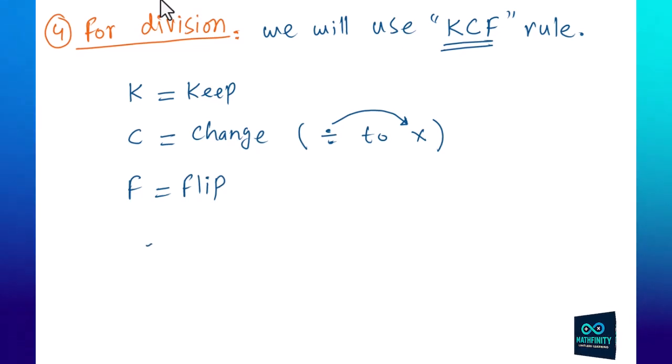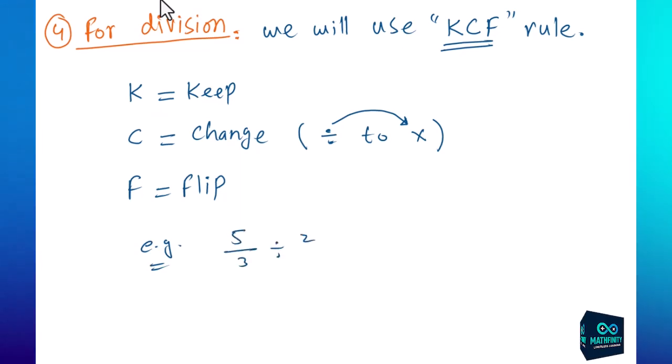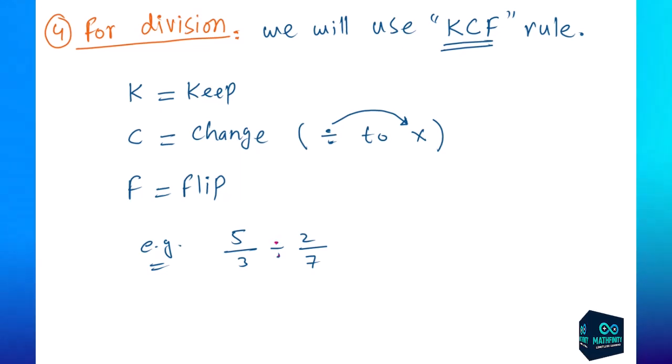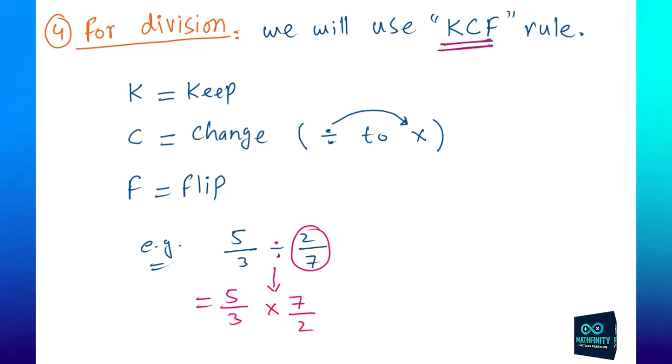For example, if you see 5 over 3 divided by 2 over 7, two fractions are there and between them there is a division sign. So whenever we see division, we use the KCF rule. Keep 5 over 3 as it is, change the division sign into multiplication, and flip: 2 over 7 will become 7 over 2.